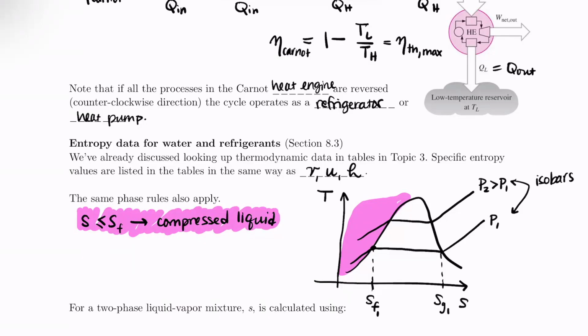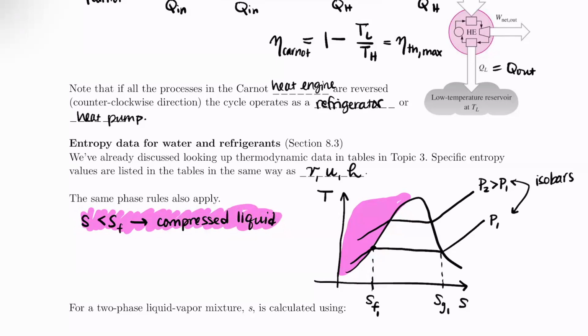If we have that, and sorry, this should not have a less than or the equality on there. It should just be if it's less than that. If it's equal to s_f, then we're at a saturated liquid, right? We're just sitting on the line. Okay, let me re-highlight this again.